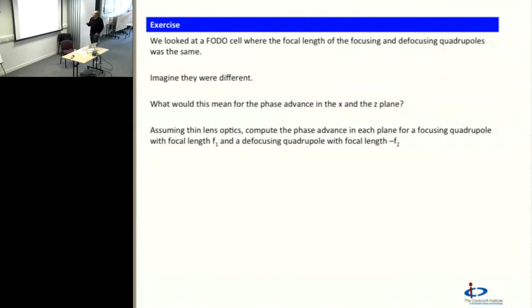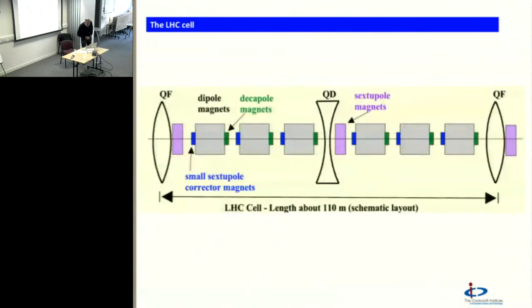Oh, another exercise. So we've got a FODO cell where the focal lengths were the same. We picked K plus and minus something or other in the two quads. We got 45 degrees phase advance in both planes. Imagine they were different. What would this mean about the phase advance in the two planes? Then assuming a thin lens code, find the phase advance in each plane for a focusing quadrupole with focal length F1 and minus F2. So that's a fun exercise to do. Optional, obviously.